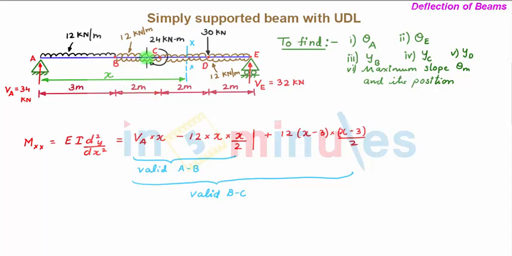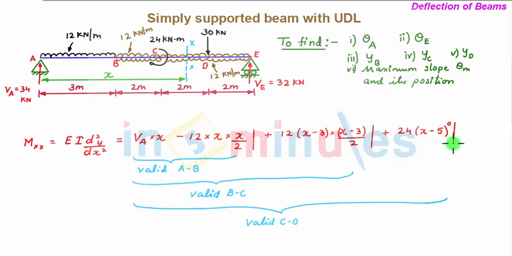So clockwise moment on the left hand side of section is positive, so we have a second partition plus 24 kN multiplied by distance is x minus 5 to the power 0. Now this 0 indicates that this term comes out to be 1, since we've been directly given the value of the moment 24 kilonewton meter. Now again we see that this total equation will be valid between point C and D. So let's put this in the third partition.